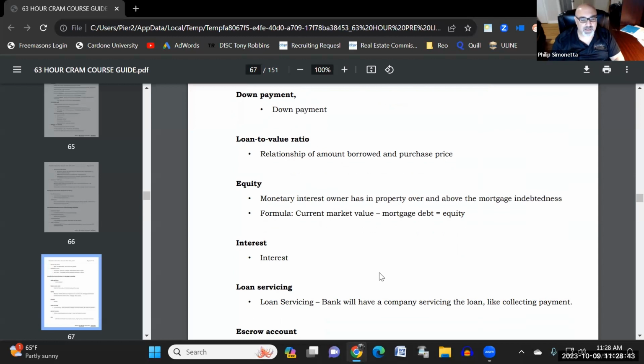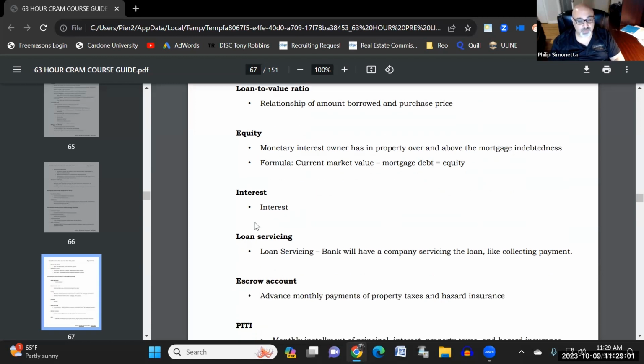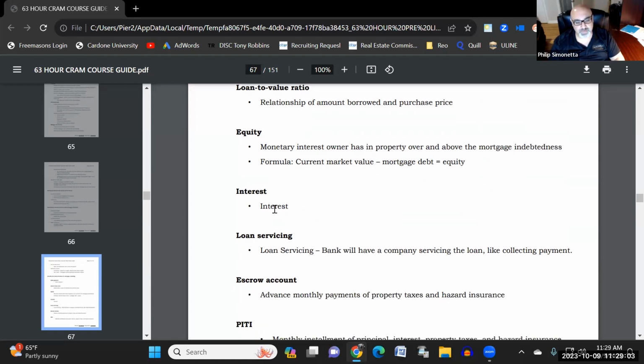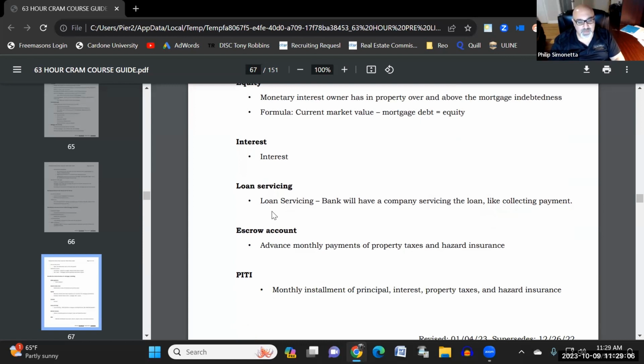Equity is the monetary interest the owner has in the property over and above the mortgage indebtedness. The formula is the current market value minus the mortgage debt equals the equity. You have a $100,000 house, you put $20,000 down, right? Your equity is 20%. Interest. Interest is what the bank makes. That's their profit. Loan servicing. Loan servicing is when the bank will have a company servicing the loan. They collect the payments, they pay the taxes, the insurance, they do all the servicing.